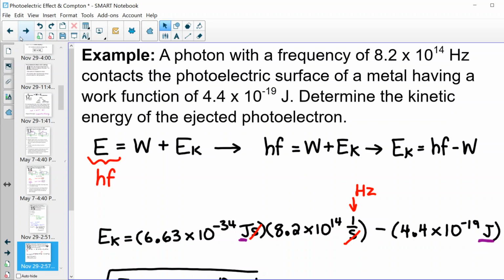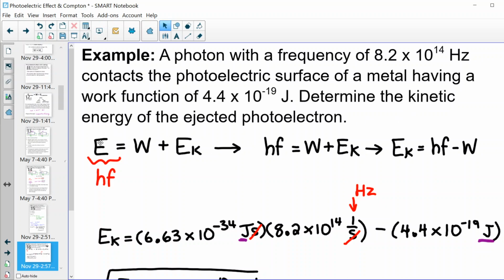Okay, again, read the example. Come back when you are done. So here we've got a photon. We're being given the frequency. We're being given the work function of the metal in joules this time, unlike in the previous example where it was in electron volts, but it is still a work function. And like before, we're being asked to find a kinetic energy.